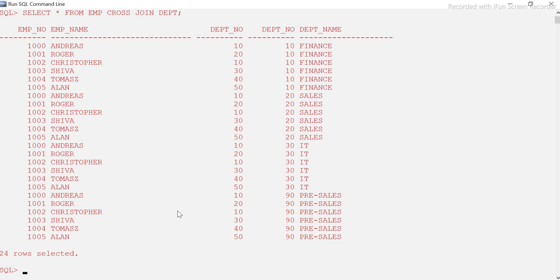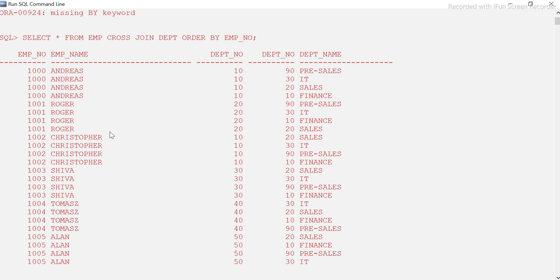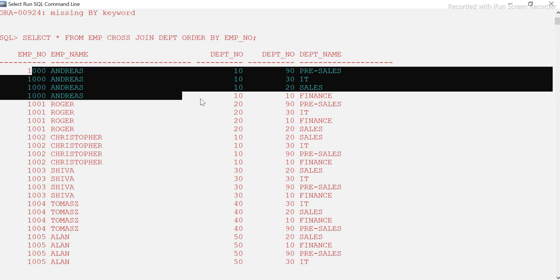One second, guys. I just want to order it so you can see it very clearly. Order by employee number. Yes. So as I showed you, for this employee number 1000, we are getting this. Similarly, for 1001, we are getting the 4 records. So however many records are at the right-hand side, we get similar rows created. So this is how the cross product works.